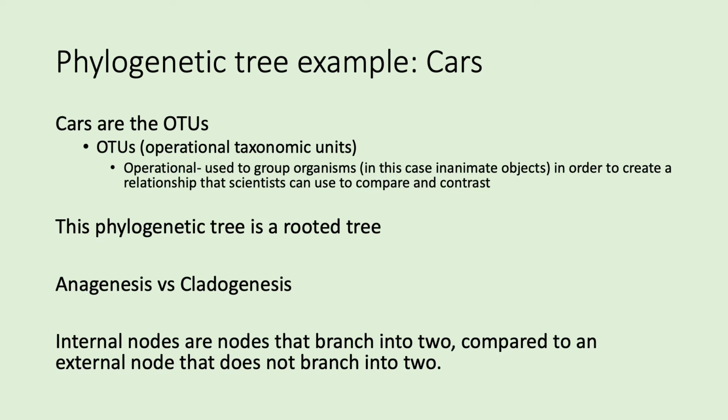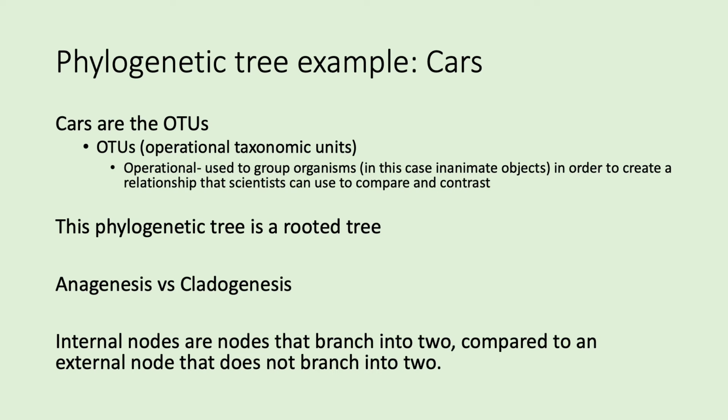This phylogenetic tree is a rooted tree, meaning that we assume that we know the distance between the OTUs, and we know the order of divergence by comparing the OTUs to an outgroup. The outgroup is also an OTU that is related to the other ones, but not related closely enough to be able to be included in the in-group. This phylogenetic tree involves cladogenesis.